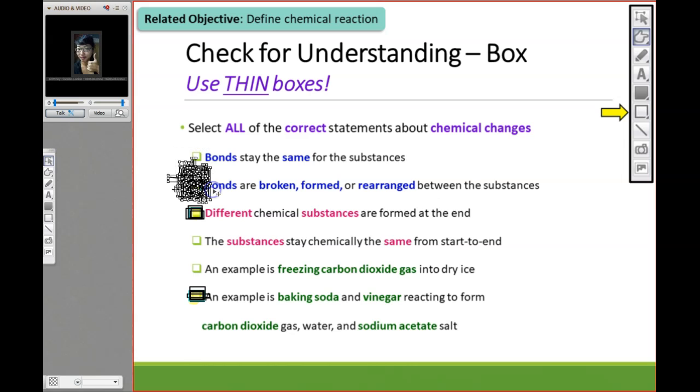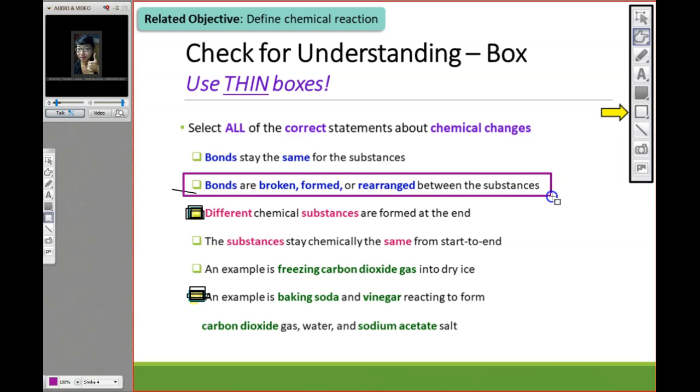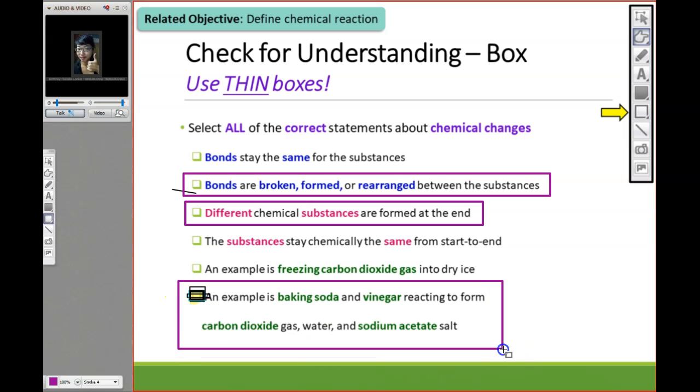Take a look here. Yes, remember, chemical changes means that things have to change. So that means bonds have to be broken, bonds have to be formed or rearranged to create totally different substances. That was the pink answer. Different substances are formed at the end. And you are correct. An example would be baking soda, vinegar, changing into carbon dioxide, water, and sodium acetate. The reason the freezing carbon dioxide gas is not a chemical change is because dry ice is still made up of CO2. So regular carbon dioxide gas is CO2 and dry ice is still CO2.